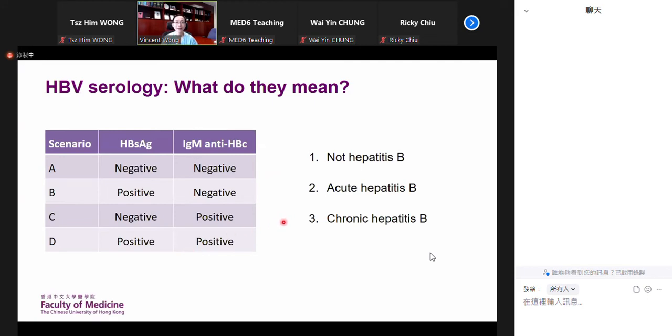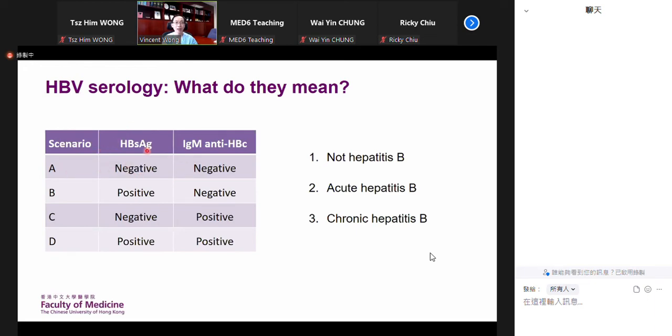Okay, let's pause for a while and let you have some active participation. You can use the chat function to tell me your answer. Now, when you have different serologies, you can have different combinations, and it is important for us to understand what it means. Okay, let's have this first scenario.